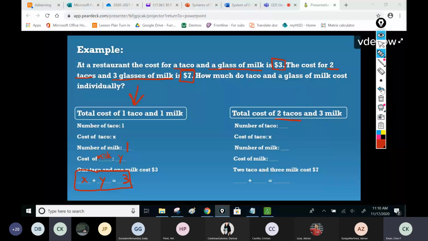So right here, the number of tacos is 2. The cost, we don't know that. We need to find out what that is. So it's your X. And then the number of milk, you got 3 glasses of milk. And then the cost is something that we don't know, so we will set it up as Y. And then together they cost $7. So we have our second equation, which is 2x plus 3y equals 7. That is your second equation.